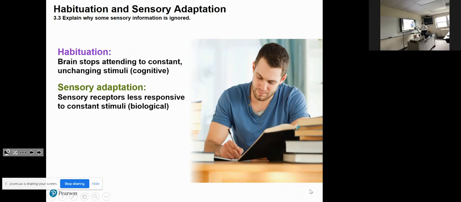But habituation, I became so used to hearing that it just became commonplace to me. I didn't really pay attention to it anymore because cognitively I was adapted to that. It became part of my habit.